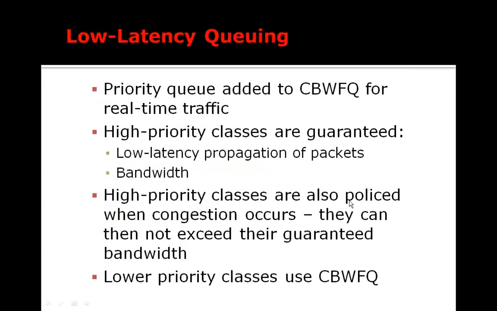Low latency queuing is a priority queue added for CBWFQ, and typically is what we use for real-time traffic. You could actually put anything you want in the priority queue. There is no law that says it has to be real-time protocol. Anything you want can be put in that queue.